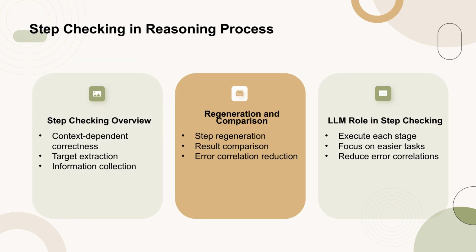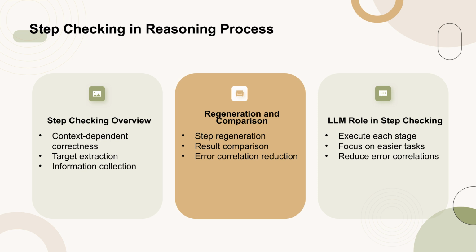The process of step checking in the reasoning process is highly context-dependent. Each step must be evaluated based on its specific context and the preceding steps. The first stage involves target extraction, where the LLM identifies what each step aims to achieve. This is crucial for ensuring the regeneration stage proceeds in the correct direction. The second stage is information collection, where the LLM filters out irrelevant information, focusing only on what is directly related to the current step. This simplifies the regeneration process. The third stage is step regeneration, where the LLM attempts to achieve the step's target using only the collected information.